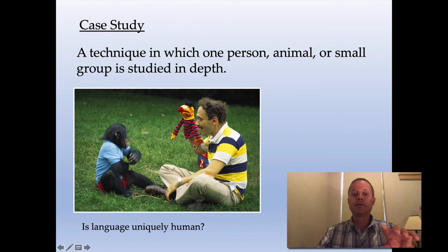So in this picture, you can see the psychologist is working with a chimpanzee. The question he's studying is, is language uniquely human? So he's going to work with this chimpanzee for 6 months, a year, 2 years, and try to teach this chimp language. And so that would be a case study, working with this chimp a lot for a year or 2 years or something like that.